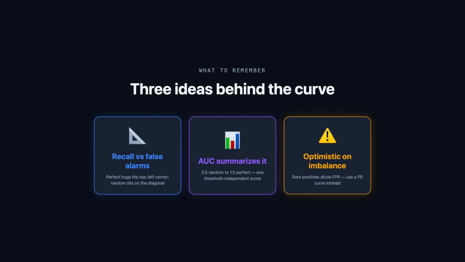Third, watch out on imbalanced data. When positives are rare and negatives flood everything, the false positive rate stays low even while you're raising plenty of false alarms, because it's diluted by that huge negative pool. So the AUC can look deceptively rosy. That's exactly when the precision recall curve becomes the better tool to reach for.